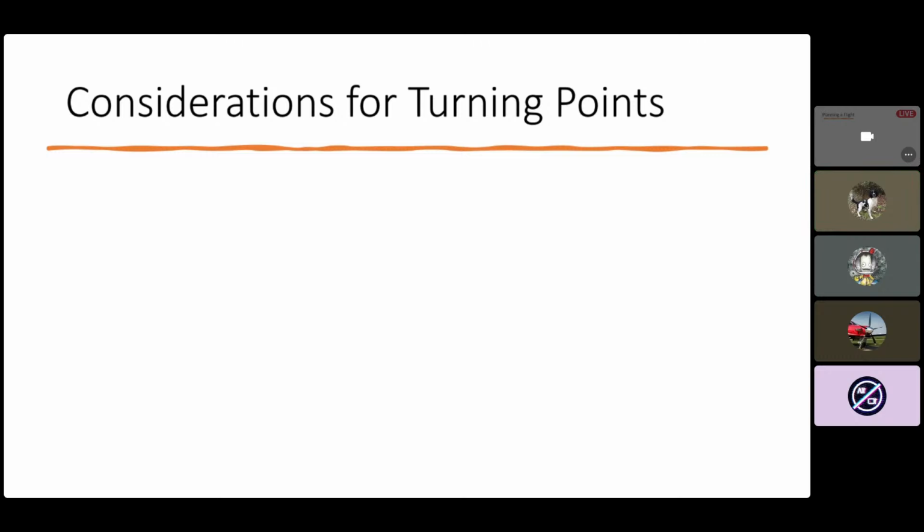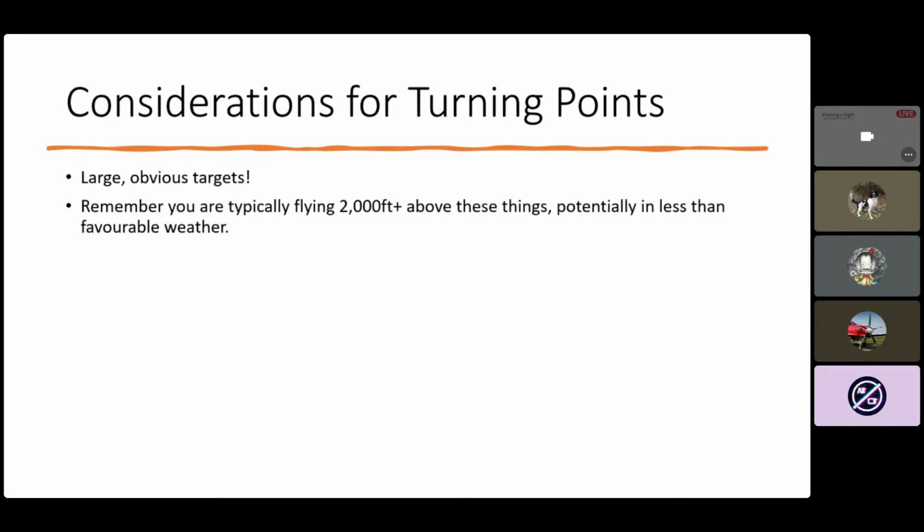So what do you need to consider when you're picking turning points? Well, it's got to be a large, obvious target. Remember, you're typically 2,000 feet or more above these things, and sometimes you'll be in less than favourable weather with fog or just poor visibility in general. So you need to pick something that's easily seen from the air.